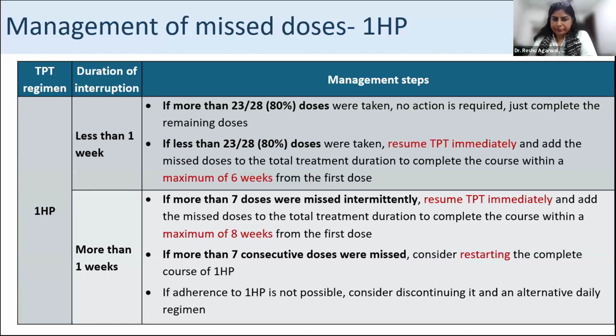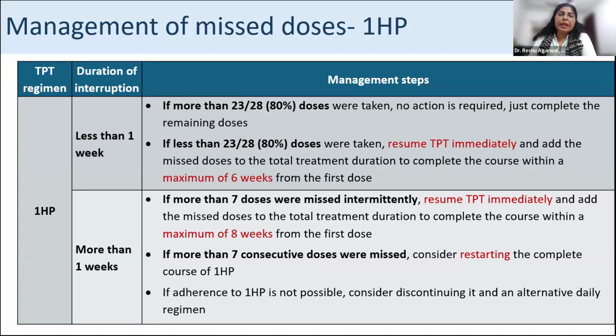Now, if the treatment interruption is for more than 1 week, and the patient has missed intermittent doses, not continuously, if 7 doses have been missed intermittently, you can resume the TPT immediately and add the missed doses to the patient's treatment. The treatment should be completed within a maximum duration of 8 weeks. If the patient has missed 7 consecutive doses, you need to consider restarting the entire treatment again. And if adherence to 1HP is not possible because of an adverse effect or some other issues, then you need to consider an alternate regimen.